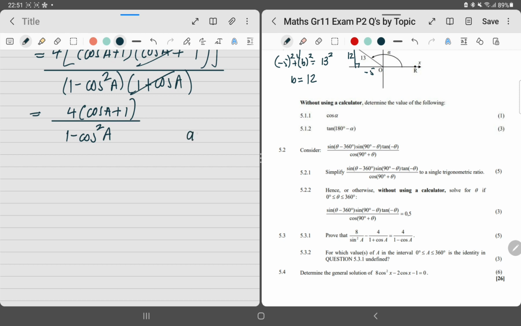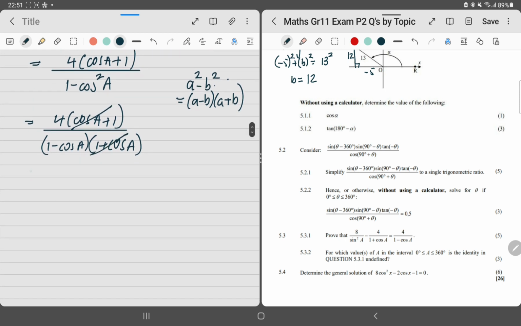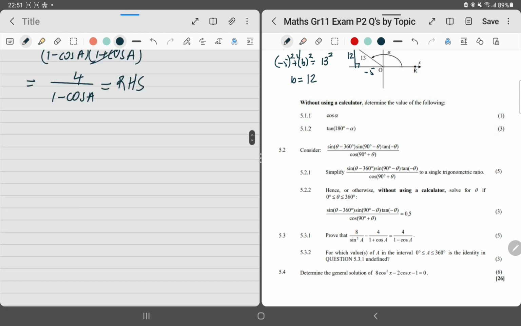So this is like saying a squared minus b squared. So this must be the difference of two squares, a minus b, a plus b. So this is equals to 4 cos of a plus 1, 1 minus cos of a, 1 plus cos of a. So this takes care of that. So I'm left with 4 over 1 minus cos of a, which is equals to the right hand side.